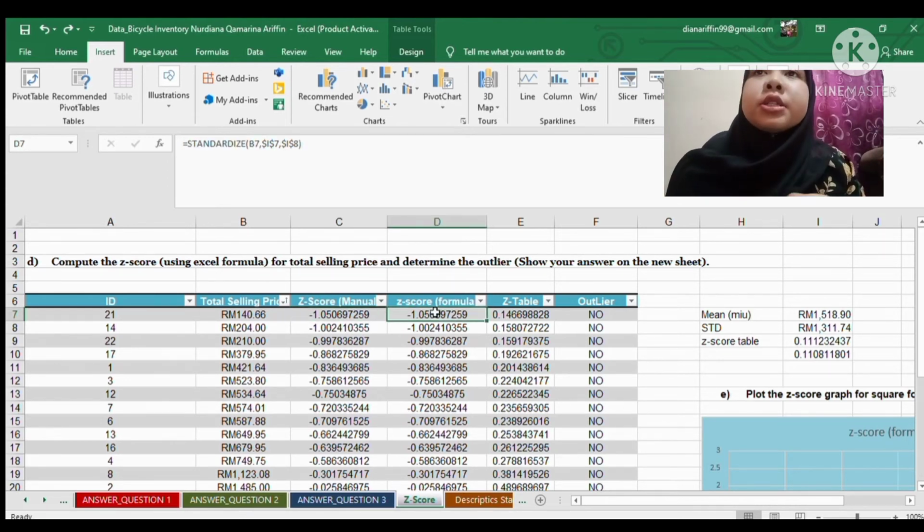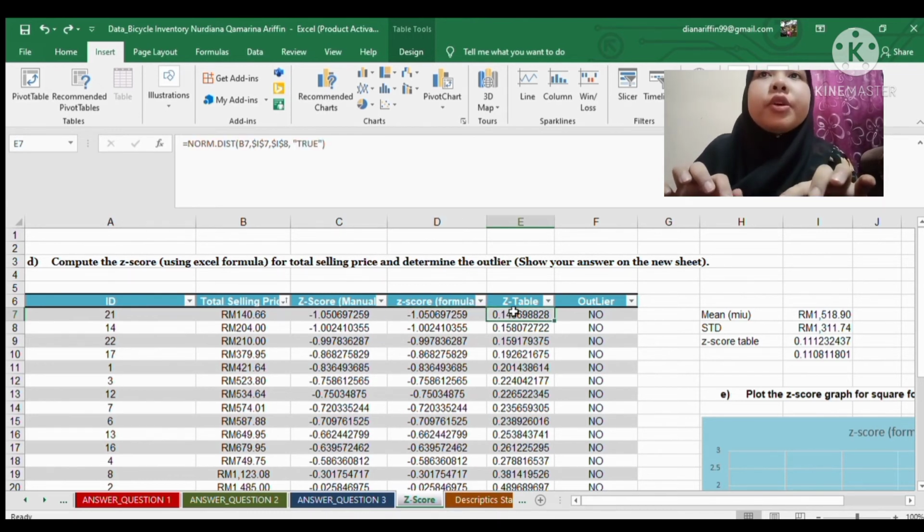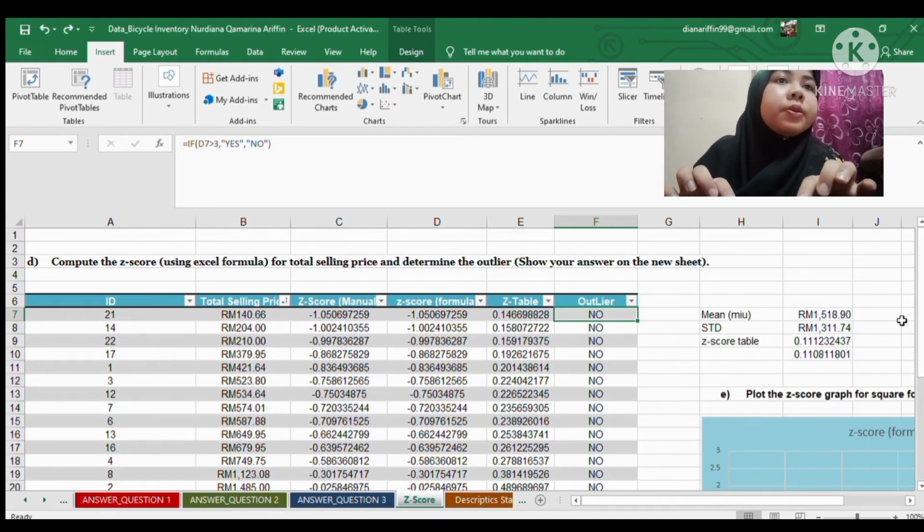So for the z-score formula, I use a function STANDARDIZE, and then use total selling price, mean, and standard deviation. After that, I just write it down to get the other answers. Then for the outlier, I use if function. Then if the z-score for each column is more than 3 it is called yes, otherwise it is no, then after that I just write it down to get the other answers.